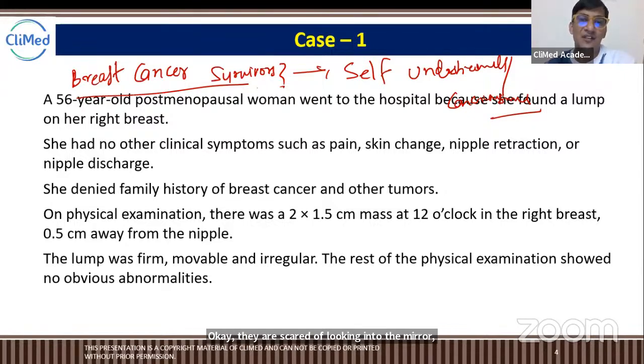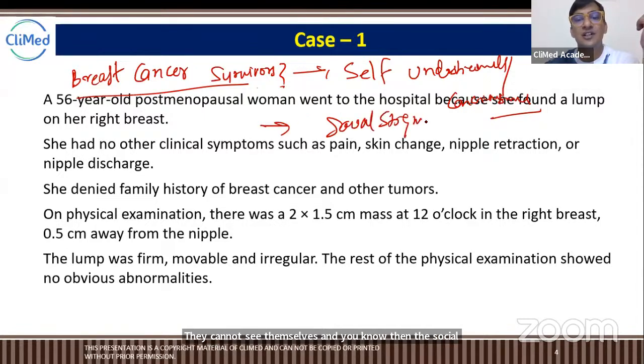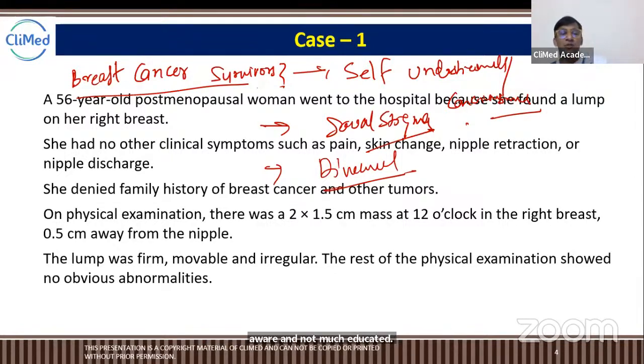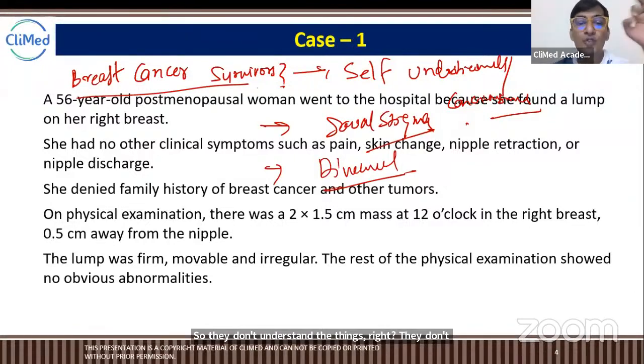They cannot see themselves. And then the social stigmas are there: what people say, what people think, how people think about them, how they react to them. These are the big things. And they get into depression, anxiety, societal thoughts and all. And I have seen two of my patients even got divorced by their husbands. The families are not that cooperative, not aware and not much educated. So they don't understand that this is a problem. Two of the women from my study got divorced from their families.